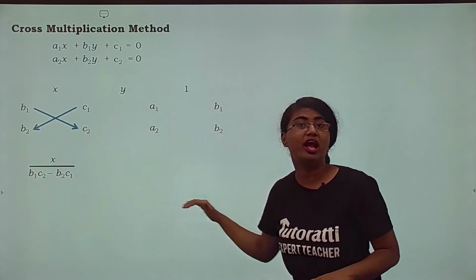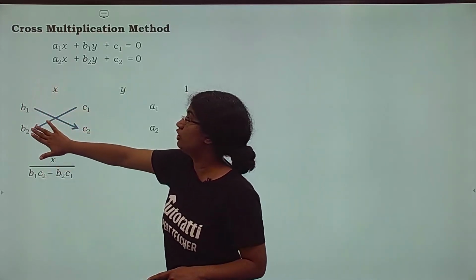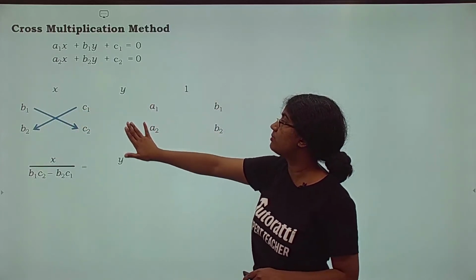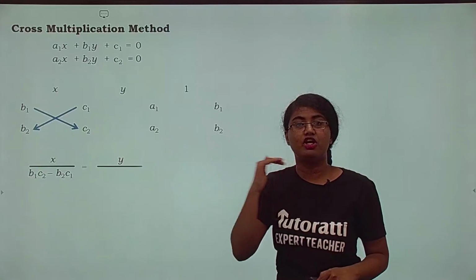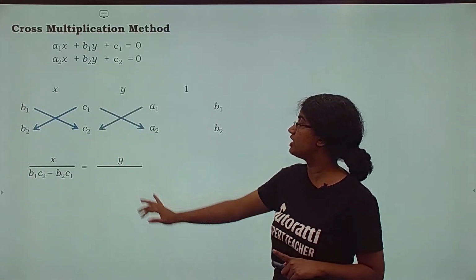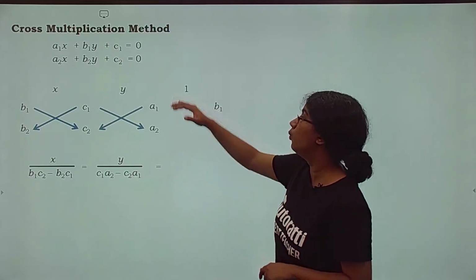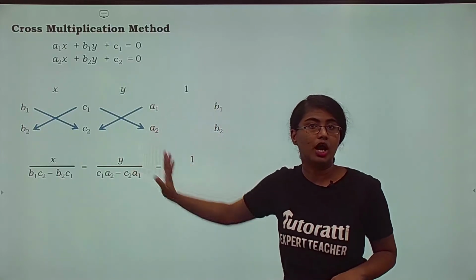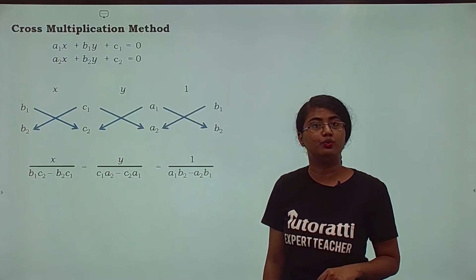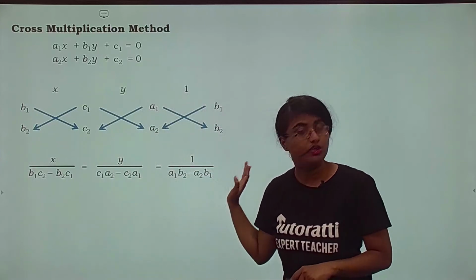Now we are talking about the actual formula. In the actual formula, we have to take the ratio. X upon cross multiplication of these two is equals to y upon cross multiplication of these two. So C1 into A2 minus A1 into C2. Alright, so this is how the cross multiplication will be carried on. Then the last ratio will be 1 upon the cross multiplication of coefficients, which is A1 B2 minus B1 A2. Okay, is it clear up to here? This is the formula that you have to remember.